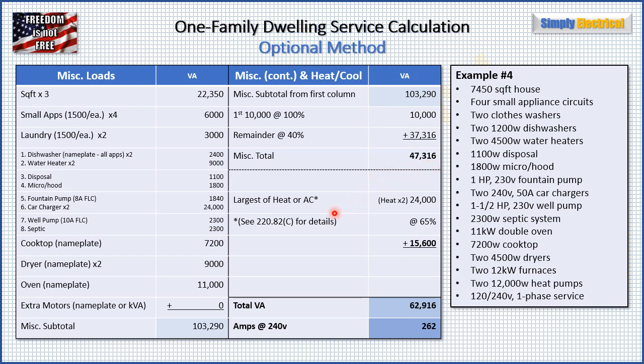On to our heat. We have two 12,000 watt furnaces. We have two 12,000 watt heat pumps. So we have both equal here. So since they're equal, we're going to take the heat and we're going to take 65% of 24,000. That gives us 15,600. Add that to the 47,316 and we get a total VA of 62,916 for the whole house. Divide by our 240 volts single phase and we get 262 amps for our service size.